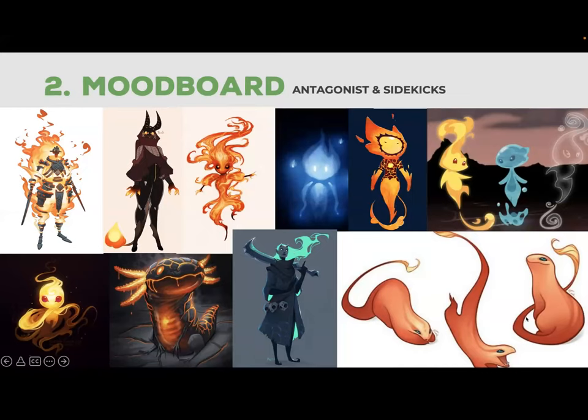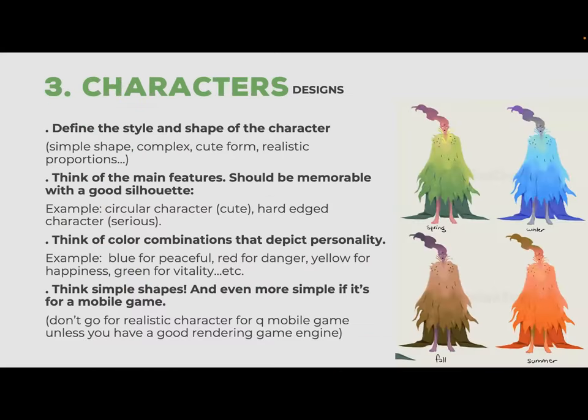And this one, what I really liked about this is the line fluidity of the character. So you can see that this character can easily jump around because of the shape and the melted feel. So it does add a little bit of interest to a fire character. So this is a mood board for the antagonist or the sidekicks. The sidekicks could be something like this, maybe. I haven't had a clear idea yet about what the characters might look like, but something like this would be interesting to look at.